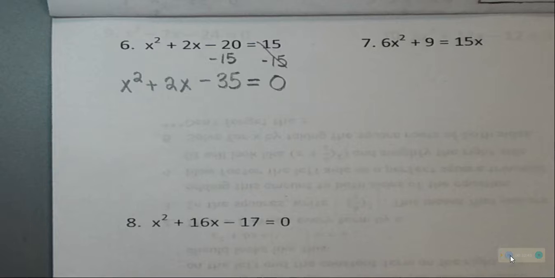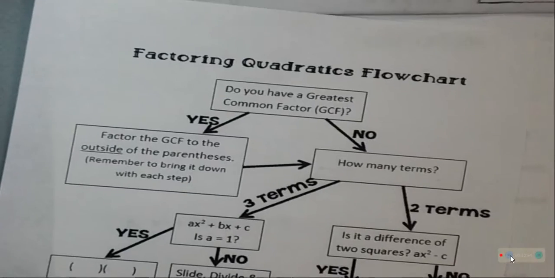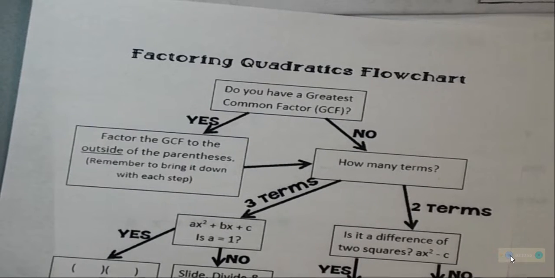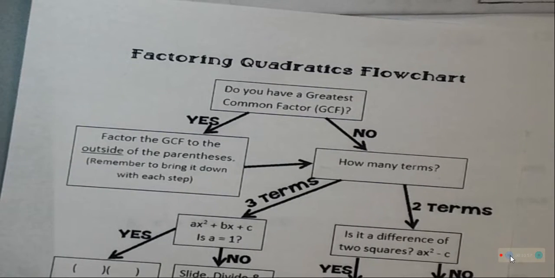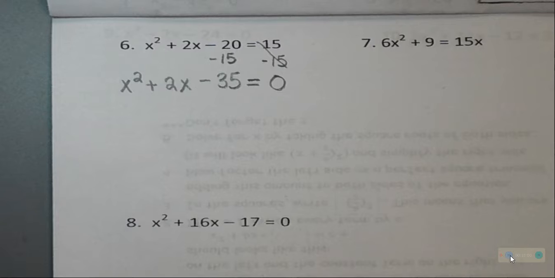Now, what method are we looking at today? Solving by factoring. I need to factor that quadratic, x squared plus 2x minus 35. So I start with my factoring flowchart. I keep looking at this. It's over there on the board. I have it right beside me. You have a copy of it. First thing I look for is, do I have a greatest common factor?